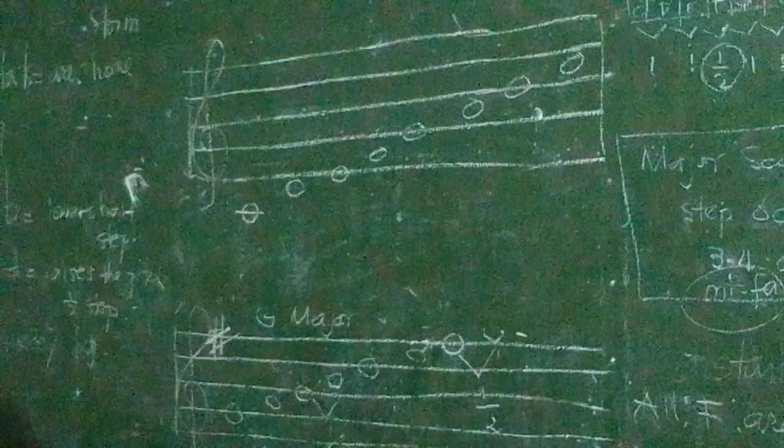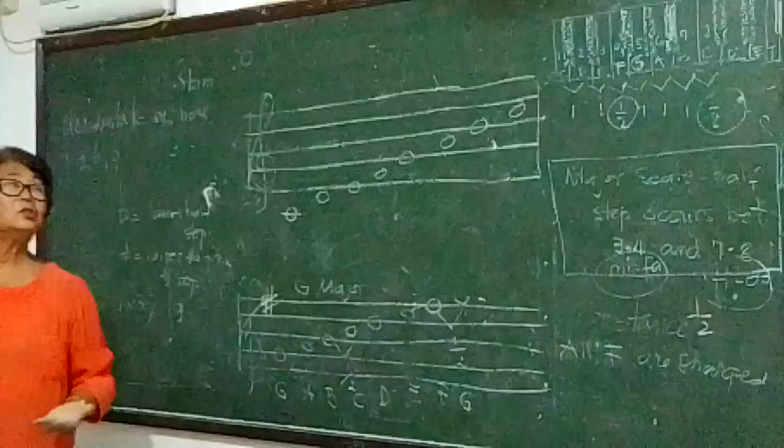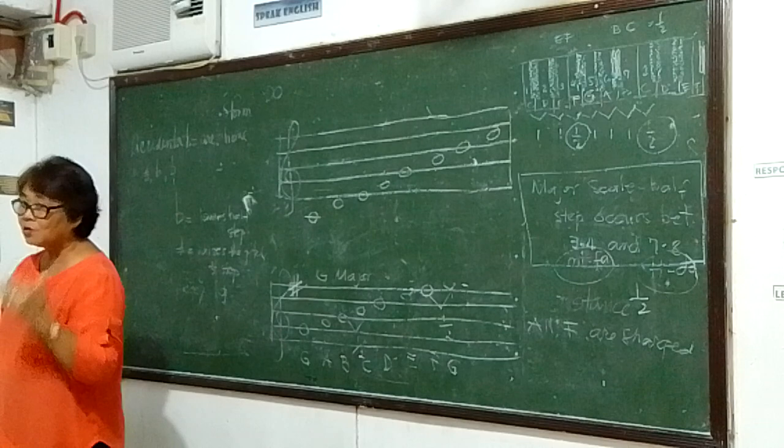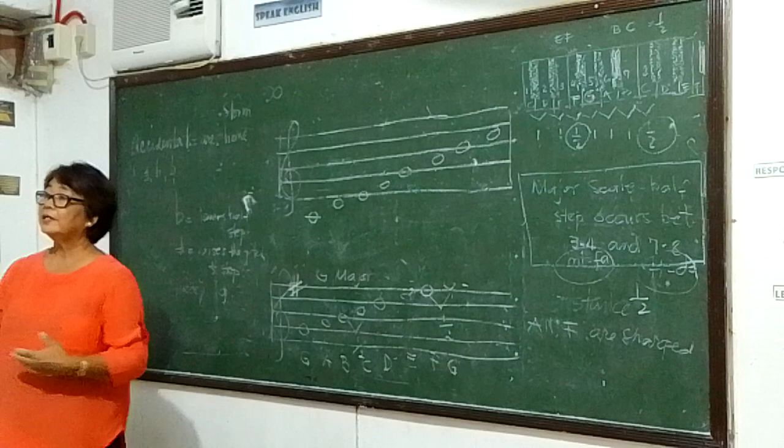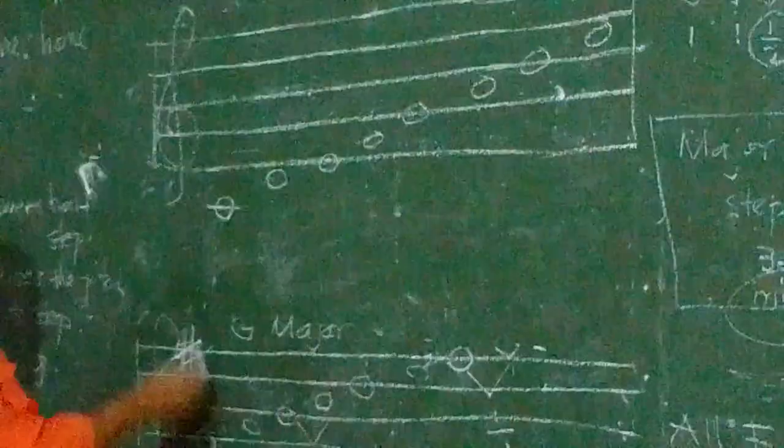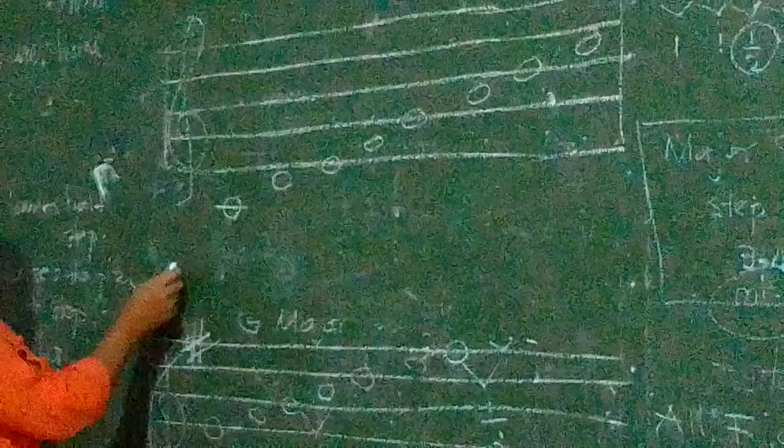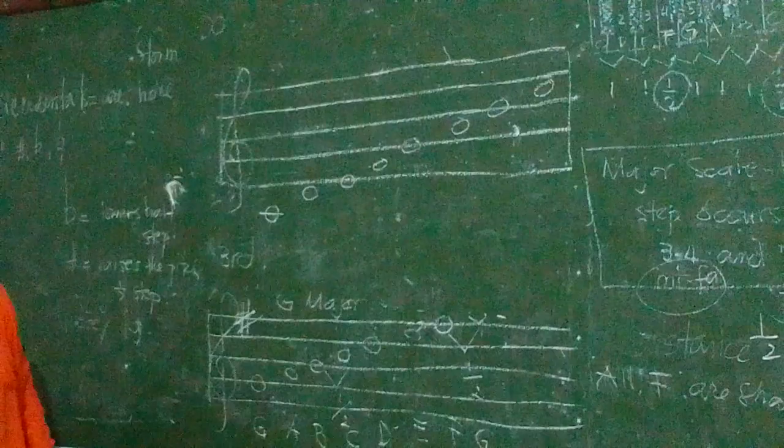A triad is a chord composed of three notes. A chord is composed of three or more notes played or sung together. The distance between the notes is a third.